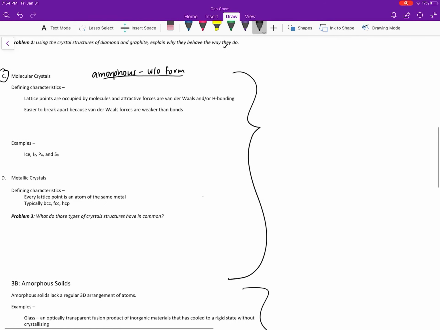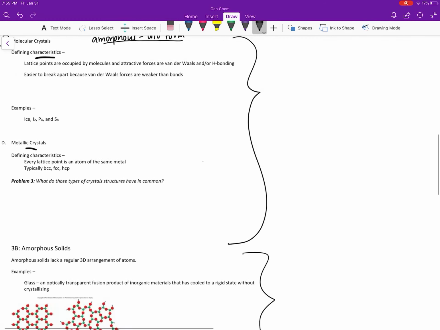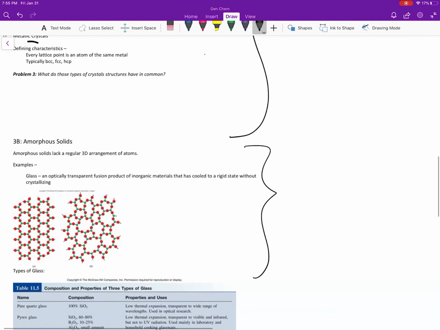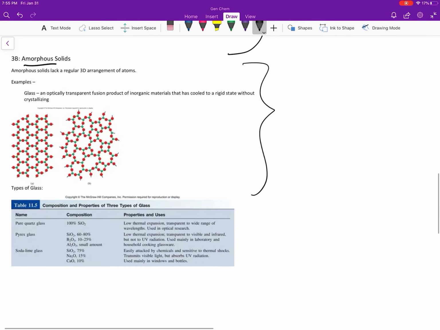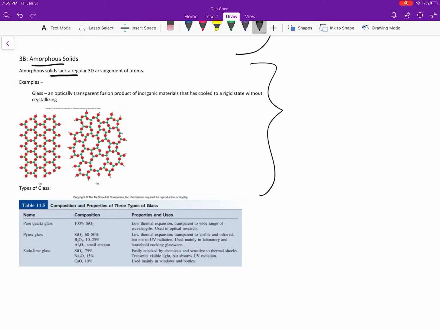Okay, so we talked about molecular and metallic. I told you to go read those things. And then we talked about something that is amorphous. Okay, so when something is amorphous, it lacks a regular 3D arrangement of atoms. And if we see here, we have a very regular shape, and then some of these shapes here are very irregular. Okay, so this would be amorphous, and this would be crystalline. Okay, and it's glass, and that's irrelevant. It's just a matter of seeing the irregularity on the right and the regularity on the left.